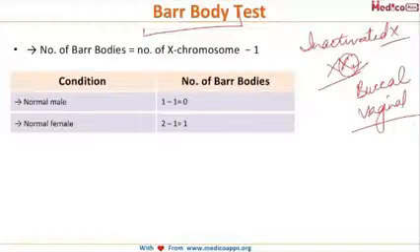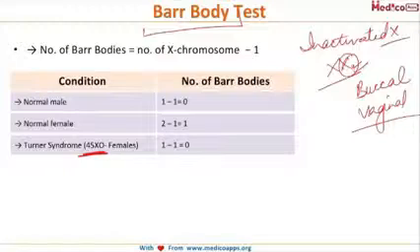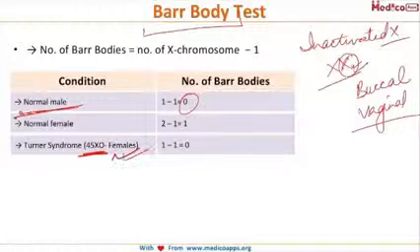Now let us see the exception to this rule. In Turner syndrome, the genotype is 45XO, and so in this there will be no Barr body because there is only one X chromosome. But we have told that if there is no Barr body, then the individual will be a normal male. But these Turner syndrome individuals are phenotypically female. So this is an exception to this rule.